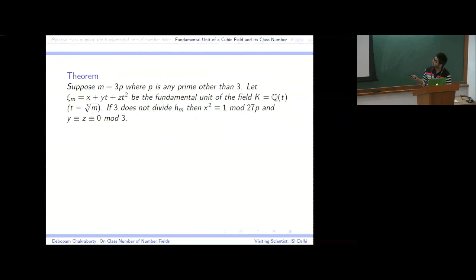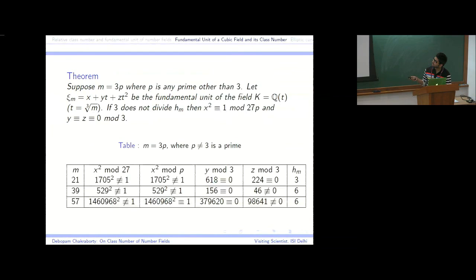And this is another theorem regarding the congruence relation satisfied by the fundamental units. And you can see in this other table that if the congruence relationship is not satisfied by the fundamental unit, then the class number will be divisible by 3, which we actually assumed.